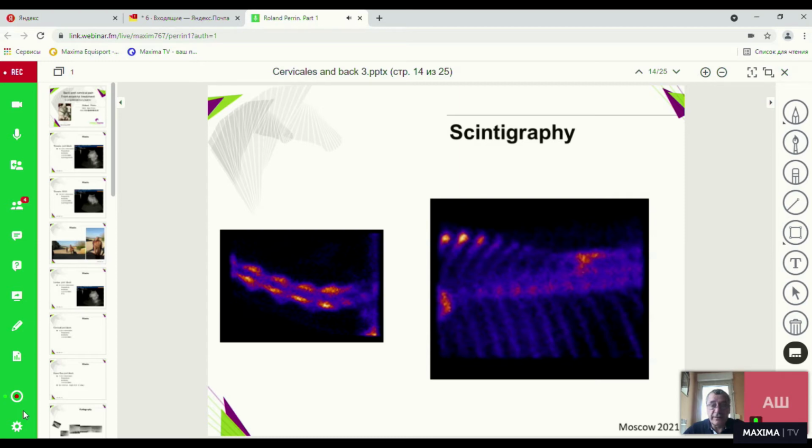At the level of the cervical or at the level of the back, for example, on this also on the right picture, you see a very big spot of scintigraphy. So this, you can expect a problem here.